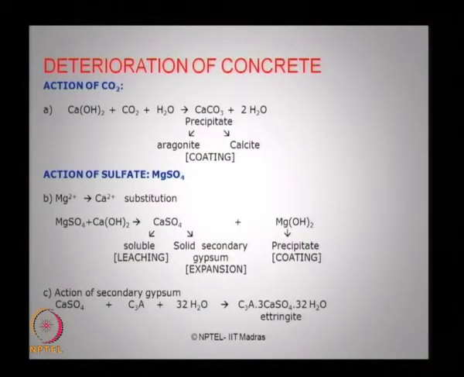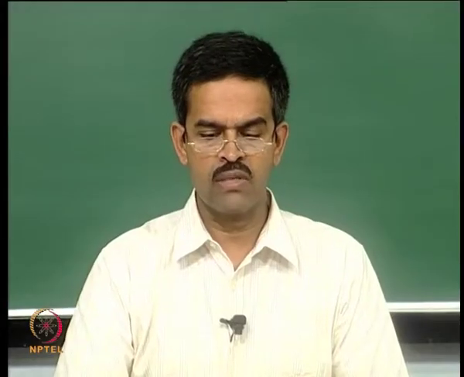We look quickly at the action of carbon dioxide and magnesium sulfate now in this slide. If you look at the action of carbon dioxide in deterioration of concrete, calcium hydroxide plus carbon dioxide in water forms a precipitate powder, which is calcium carbonate, which is a component of aragonite and calcite. They appear as a surface coating on the member which is wet. If you look at the action of sulfates, which is magnesium sulfate, magnesium gives you calcium substitution; magnesium sulfate plus calcium hydroxide forms a soluble leaching powder, which is calcium sulfate, which also forms a solid secondary gypsum, which is essentially responsible for expansion of concrete when they are subjected to seawater.